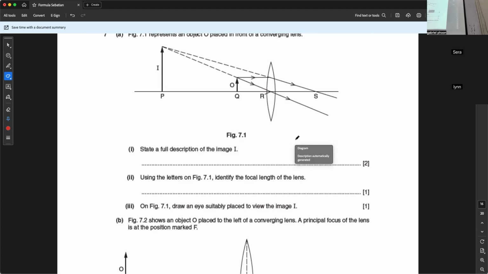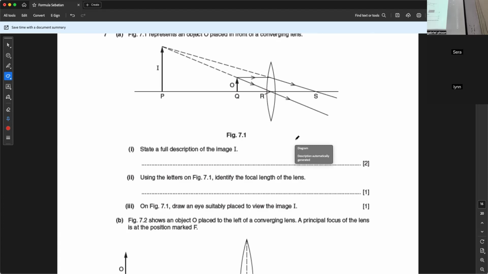Okay, I'm going to help you out because you literally just joined today. Look here, the first question: once you state the full description, whenever the exam asks you for a full description, they're actually asking for three things. Is it real or virtual? Is it magnified or diminished? Is it inverted or upright? First thing you ask yourself is whether it is real or virtual.